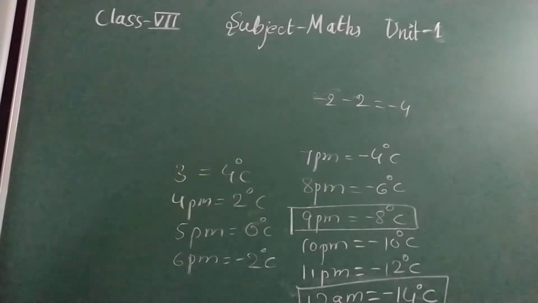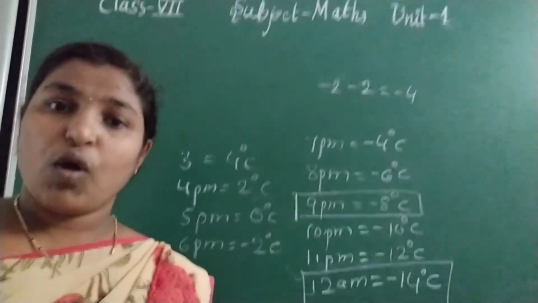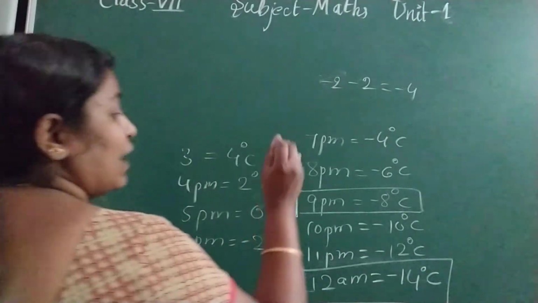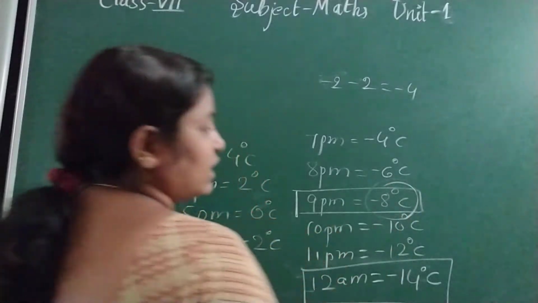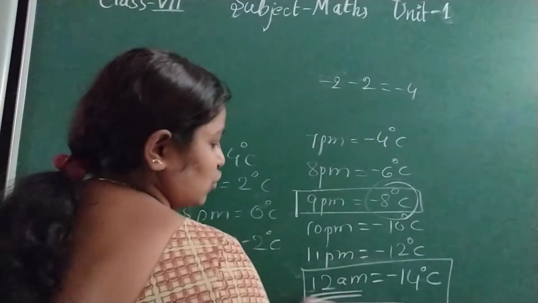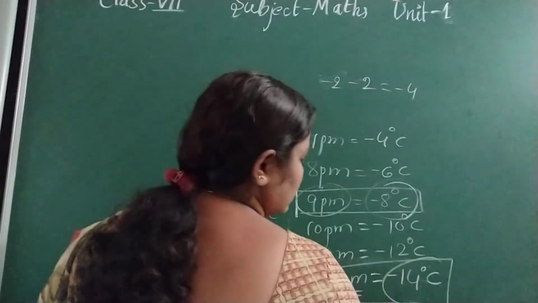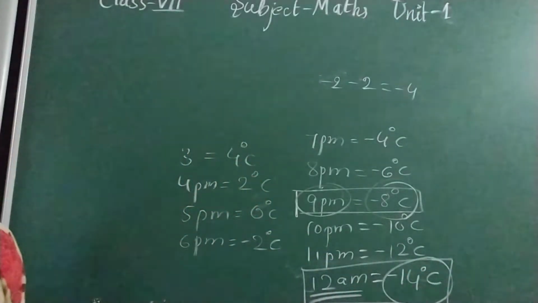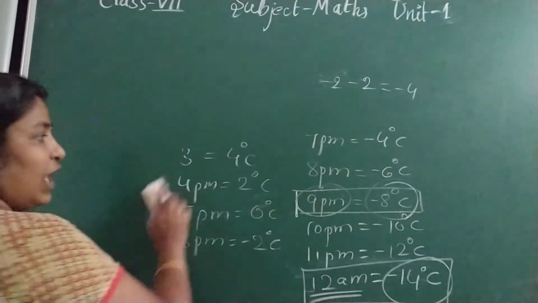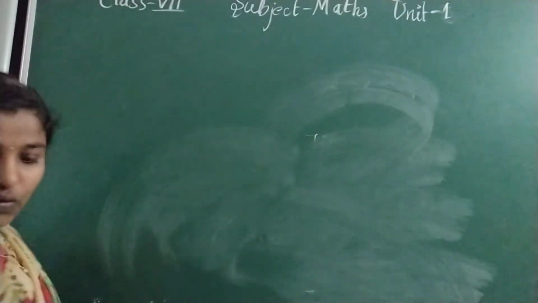How to write this in a systematic manner? I will write the word problems. They are asking at what time it will become 8 degrees Celsius below 0, and what the temperature will be at midnight. One answer is 9 p.m., and one is minus 14 degrees Celsius. This we have done in a rough manner. We have to do it in a proper manner. How to write it? I will write.